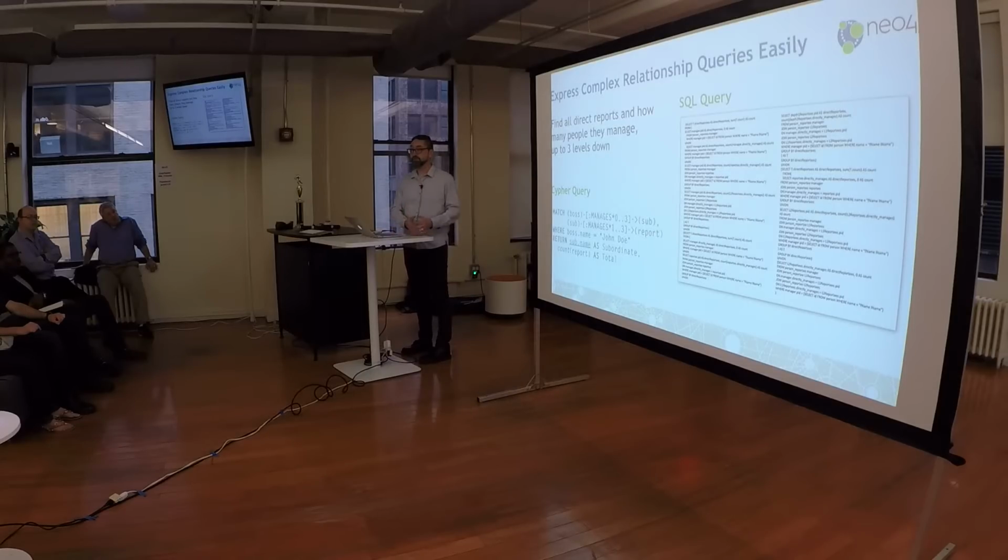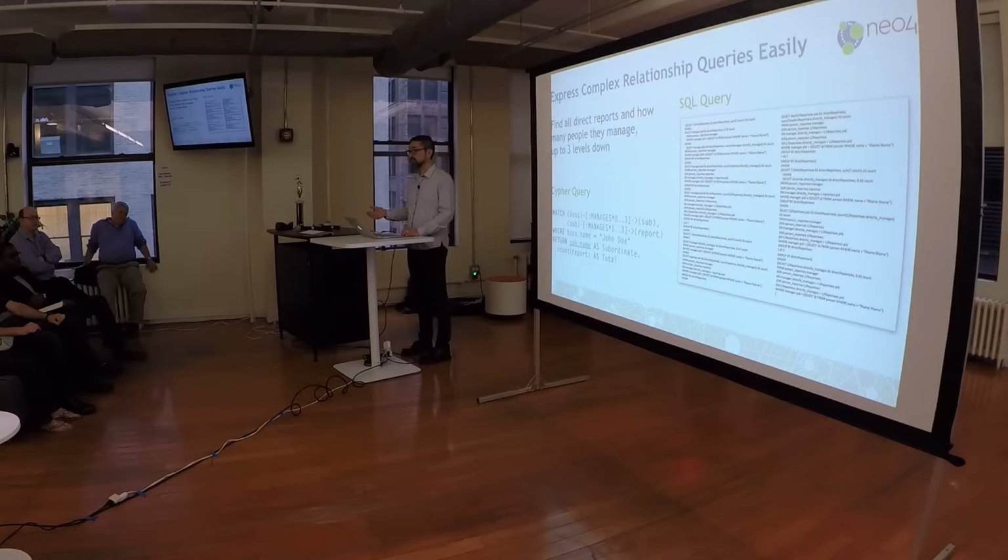Fewer lines of code, a little bit more English-like. You can actually kind of read and figure out what it's doing, right? So here we're matching some boss who manages some sub-managers, and those sub-managers who manage their own reports. And where the boss is named John Doe. Pretty simple and straightforward to read.